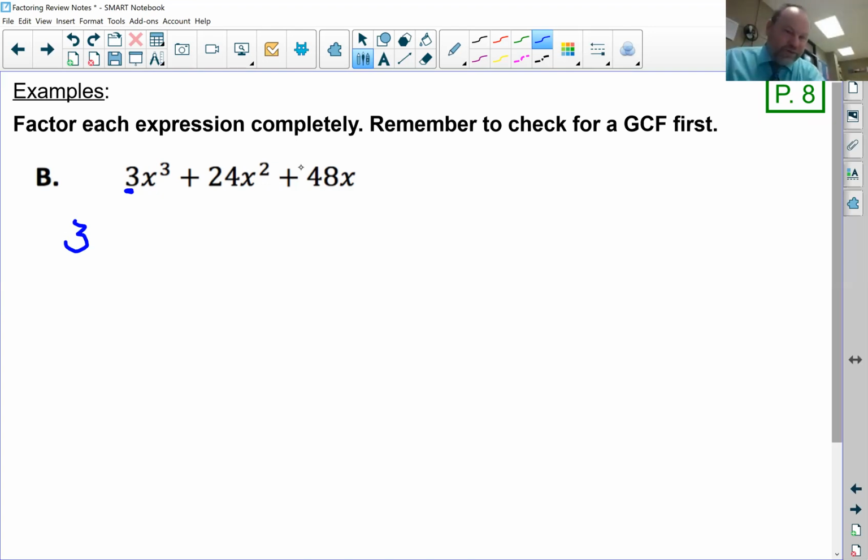And then I also notice I have an x in each of my terms. So my greatest common factor is going to be x to whatever power it is in my last term. In this case, it's x to the first power.